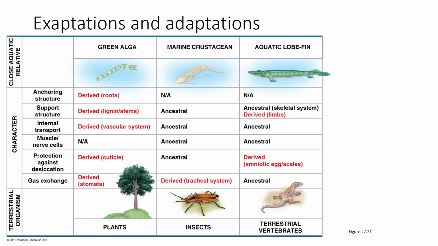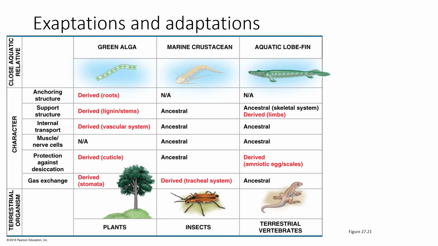Aquatic lobe fins had to derive limbs in order to grow onto land because they had to walk around. Fish don't do well on land. You just see any fish on land. Protecting against drying out, that would come on later. And in fact, we're not going to cover that in this lecture. That will be one of the next lectures. But you can see which adaptations were required to live on land for both crustaceans and lobe fins.